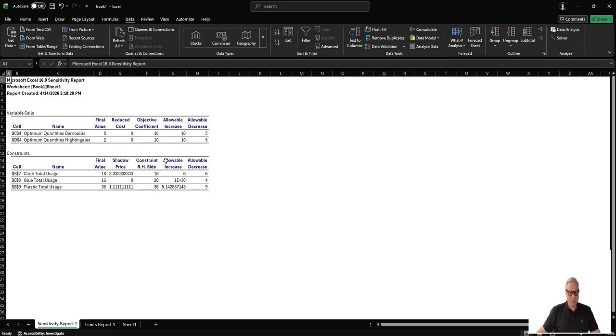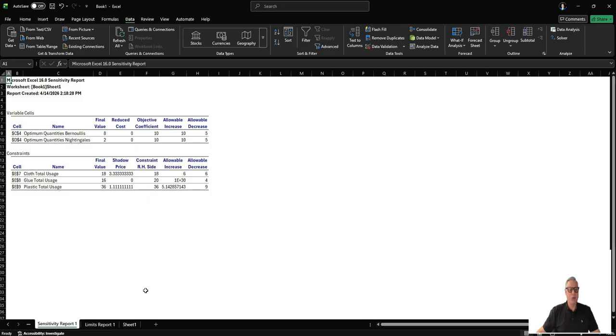So what does that mean? The allowable increase means that unless the objective coefficient of 10 increases by more than 10, you do not have to consider another optimal combination of producing Bernoulli's and Nightingales. In other words, it will stay at 8 and 2. So let's see what that means.